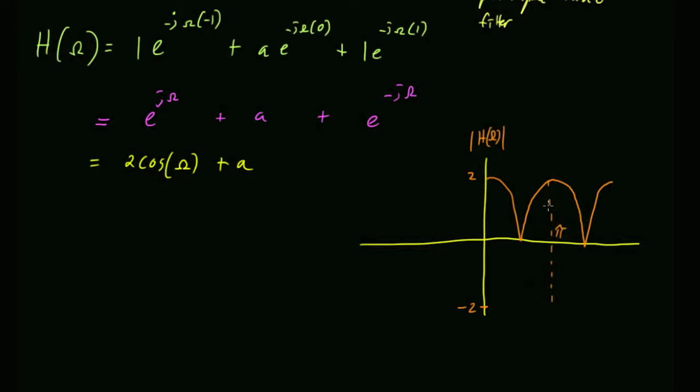So right now I'm just drawing what it looks like with a equals 0. I didn't add a DC offset. So what kind of filter is that? Yeah, it's just going to notch out one frequency. Now, what if I add some non-zero value for a? Like what if I let a equals 1?